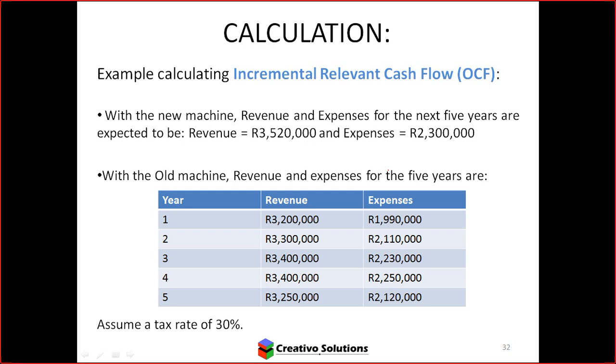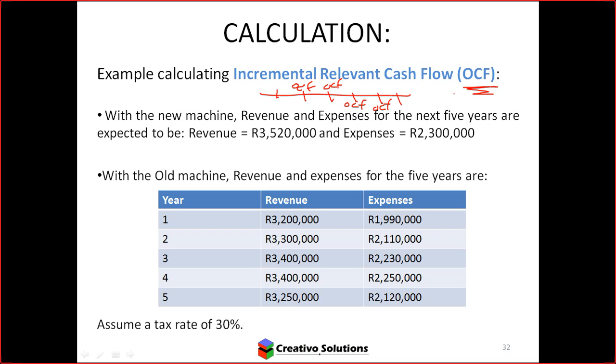Alright, next bit, OCF, operating cash flow. Operating cash flow is where? Over the life of the project. It's operations. So now I'm looking at this. OCF. I'm looking at the cash flows over the life of the project. That's what I'm looking at in terms of the diagram. Make sense?